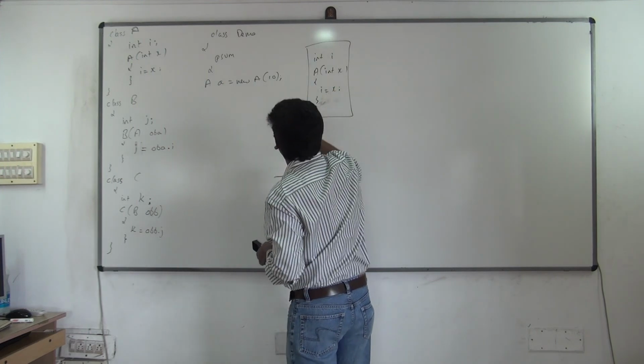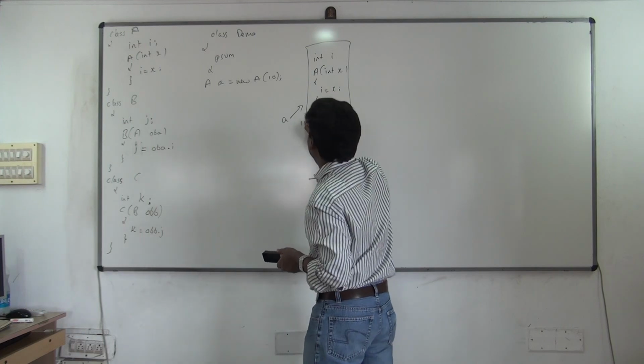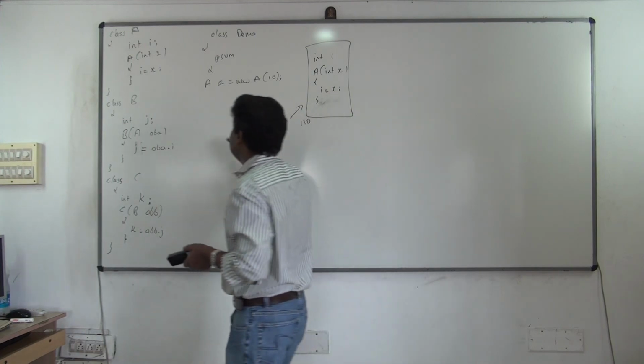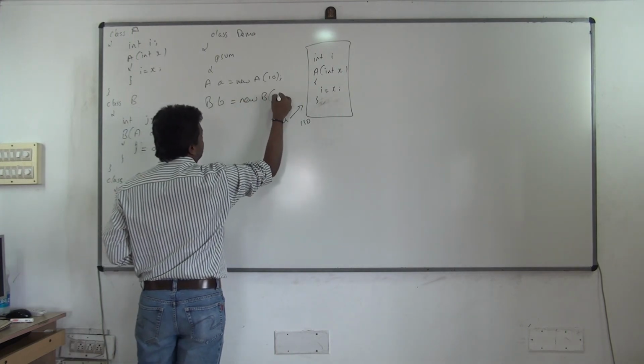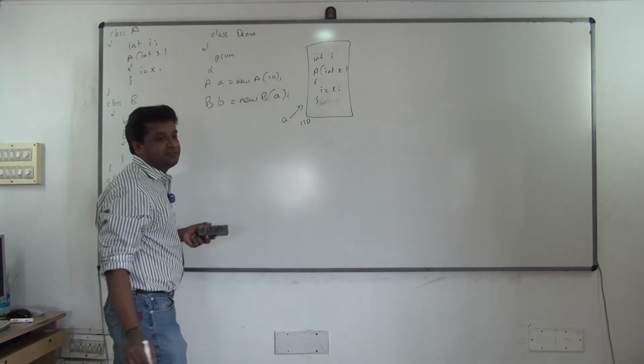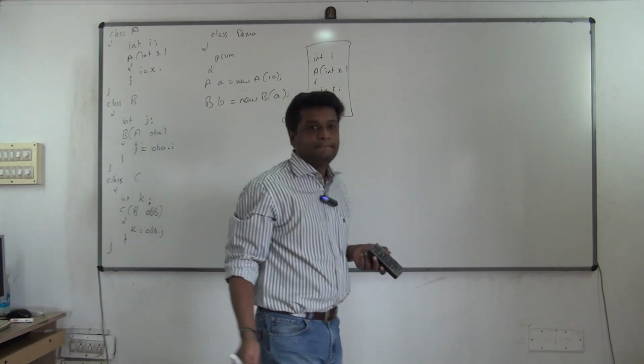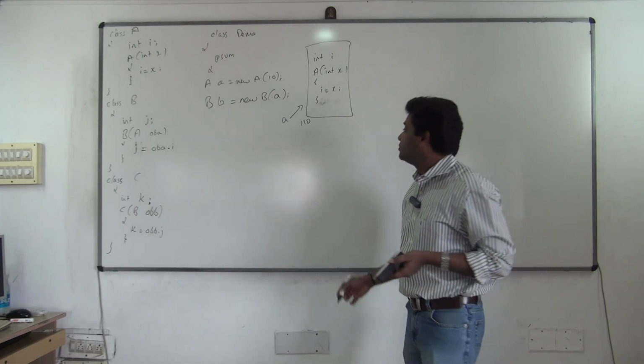So this is A object. Nothing big thing about this. But now to create an object of B, see what I will do. B b = new B. I have to pass what now? A. Call by reference now. Call by reference. Same story. So what will happen now?